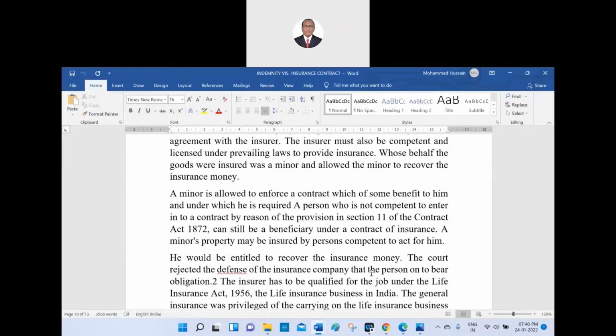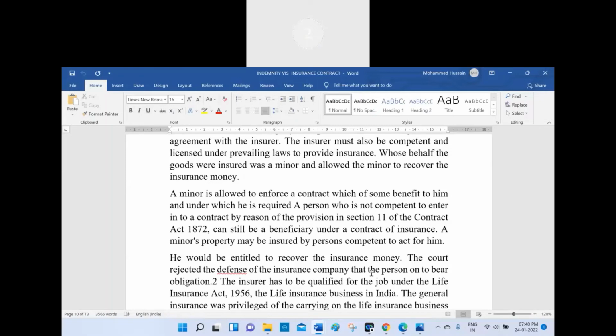A person who is not competent to enter into a contract by reason of the provision of Section 11 of the Contract Act of 1872 can still be a beneficiary under the contract of insurance. Even though he doesn't have the capacity to contract, he can still be a beneficiary under the insurance contract. Is it or not? Yes, sir.